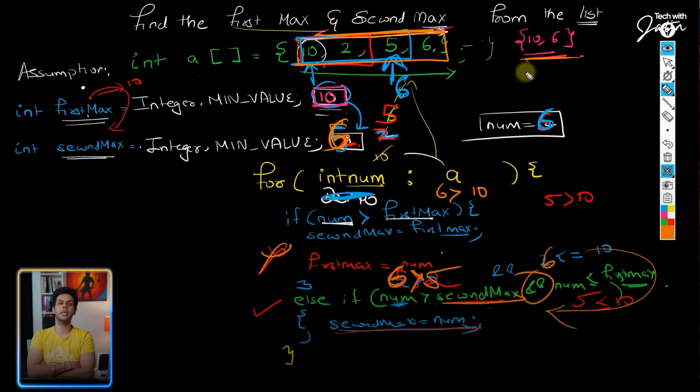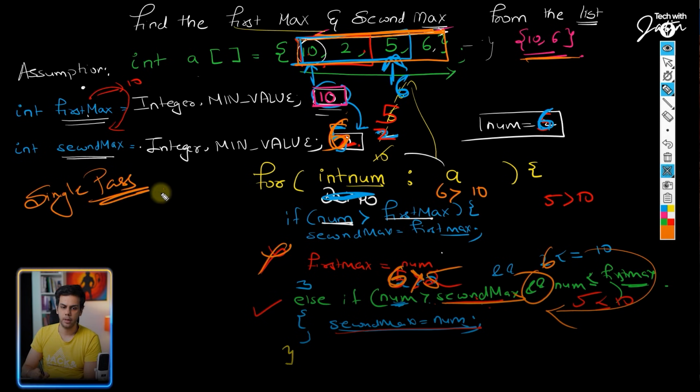This is what you call a single pass approach. Please make a note of this particular point. This technique that we have used is single pass. What do you mean by single pass? Single pass basically means that in one iteration only, I will be traversing all the elements. Once the traversal has been completed, I will be aware of the first max and the second max.